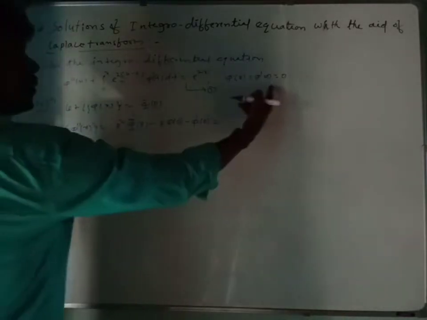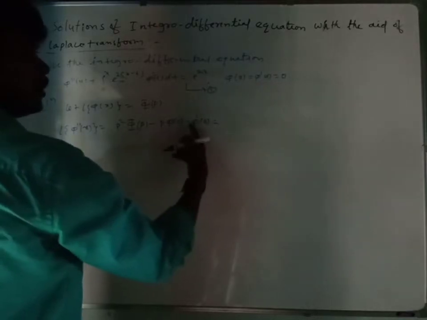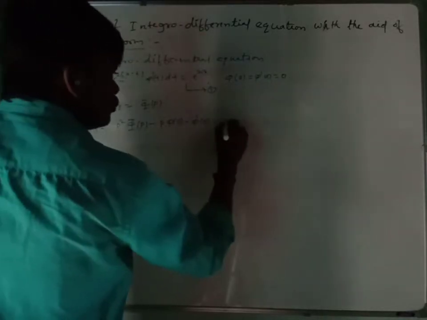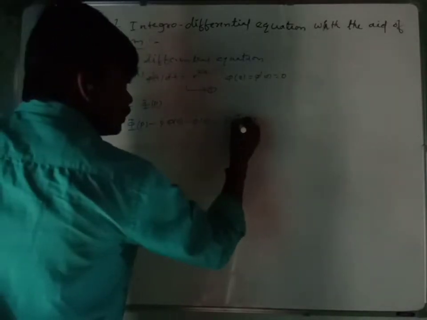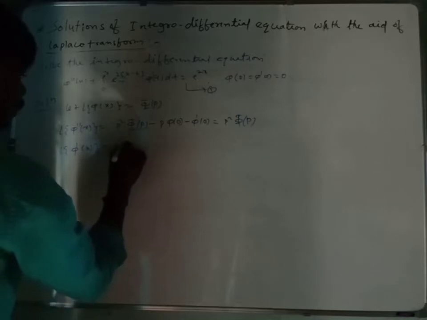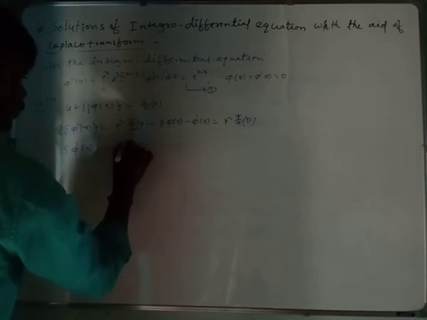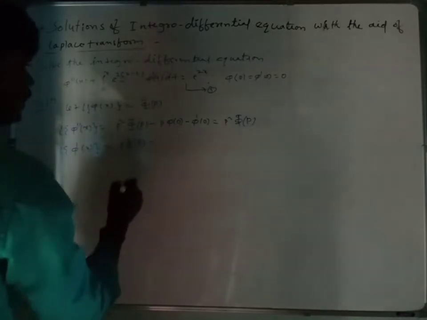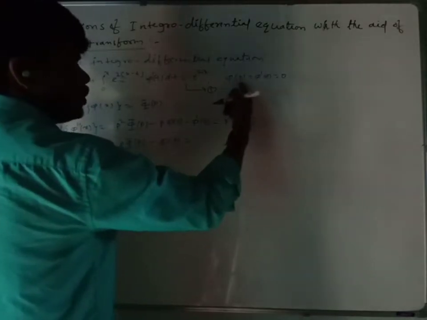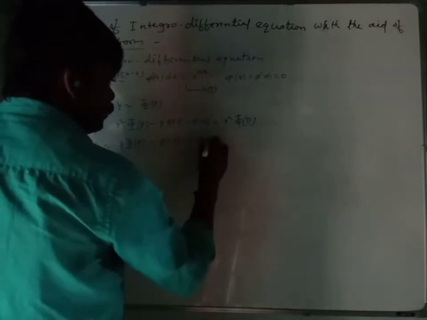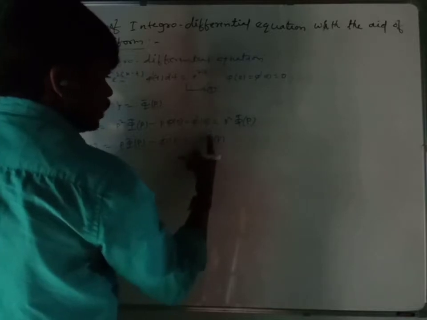Here, using the conditions phi of 0 equal to 0 and phi dash of 0 equal to 0, we get p square capital Phi of p. And Laplace transform of phi dash of x equals p into Laplace transform of phi of x, which is capital Phi of p minus phi of 0. Using phi of 0 equal to 0, we get p into capital Phi of p.